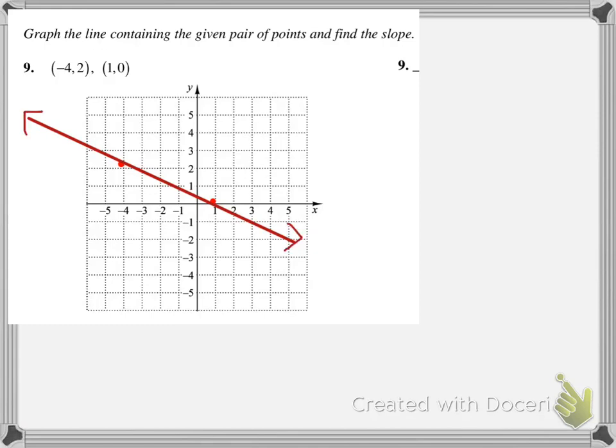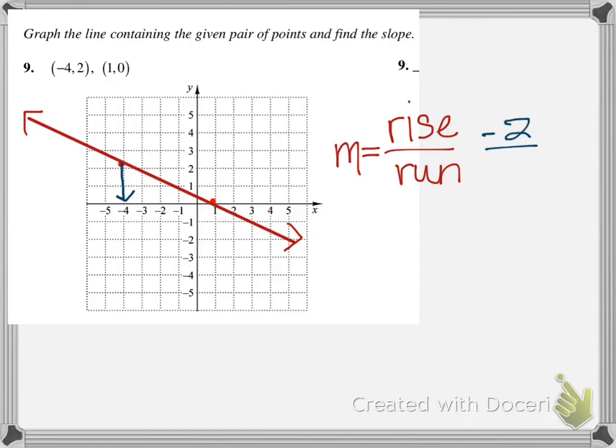So graph a line and find the slope. So slope, again, is rise over run. So if I pick my 2 points and I count my rise and my run, I'm going to start with the point on the left. I actually have to go down. And since I'm going down 2, that's like a -2. And then I go right. 1, 2, 3, 4, 5. So it looks like I have a -2/5 slope.